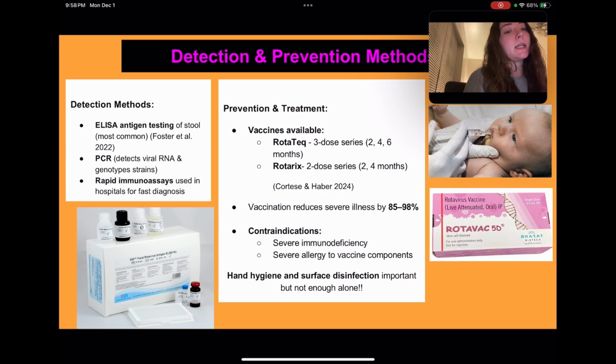Contraindications would be severe allergy to vaccine components. Hand hygiene and surface disinfection is important, but it's not enough alone. So it is good to take other precautions.